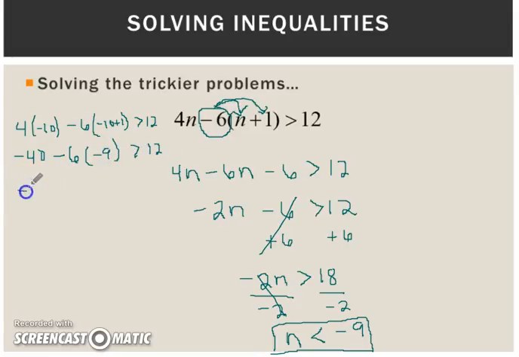So then we have negative 40 minus 6 times a negative 9 is a negative 54. And then if you add the opposite, so add the opposite, you end up with negative 40 plus 54, and that comes out to be 14. And 14 is greater than 12, so it checked out.